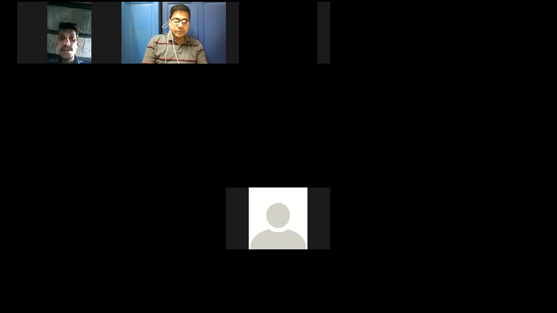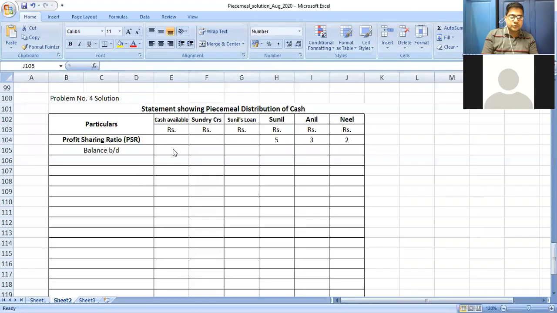Statement showing the piecemeal distribution of cash. So here we will write the cash available. Now, how much cash is available, that we will write. So here that is 9,600. Then sundry creditors balance, how much was there? 24,000. Then Sunil's loan value was 21,200. And adjusted capital we will record it.